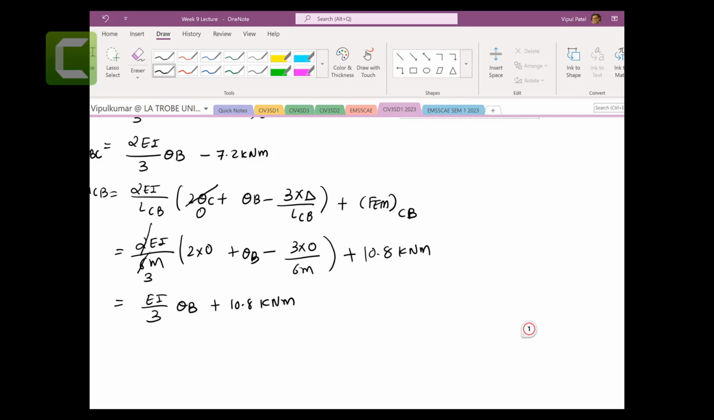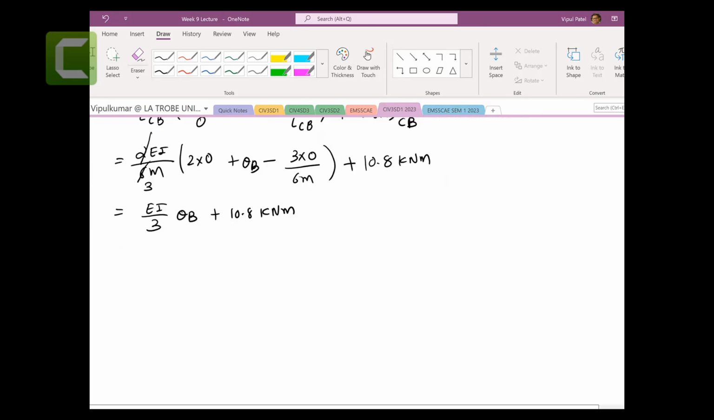So step number 1, we find the friction moments. We take member AB, find the friction moment, take member BC, find the friction moment, and so on. Then we do the slope deflection equations. We take member AB again, find the slope deflection equation, then take member BC, find the slope deflection equation, and so on. Solve the answer. Now, step number 3, we're going to use the equilibrium equation of moments at node B.